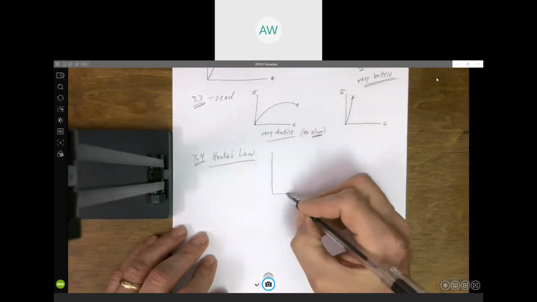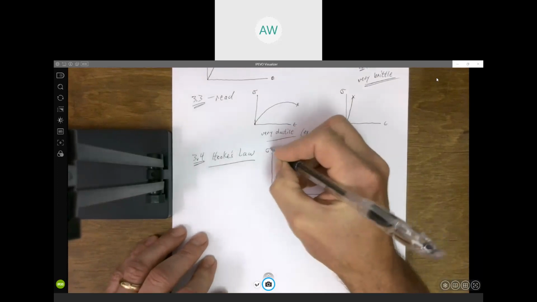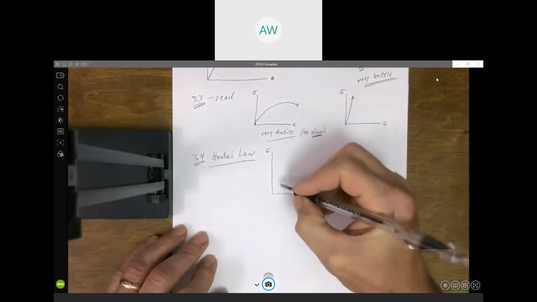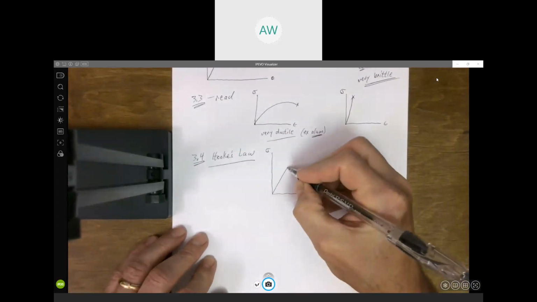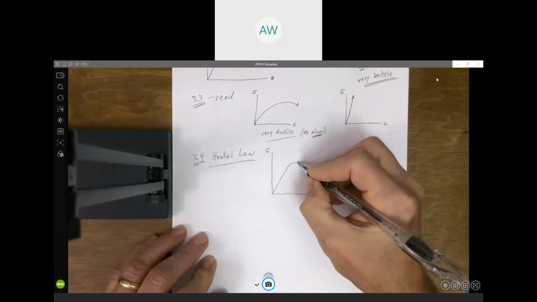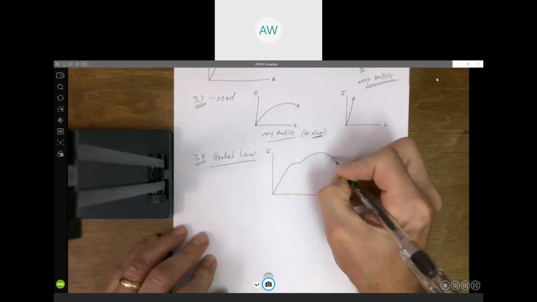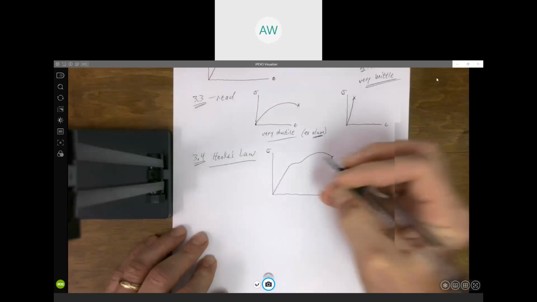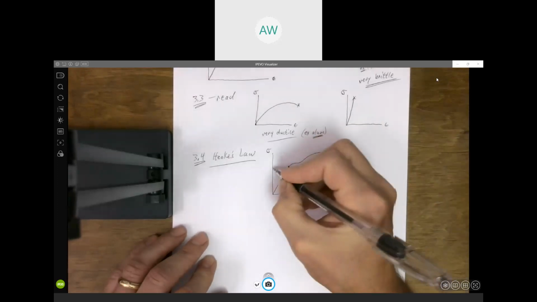So let's go back to looking at a stress strain diagram. And again, we'll go back to maybe what a typical steel might look like. And we define this.